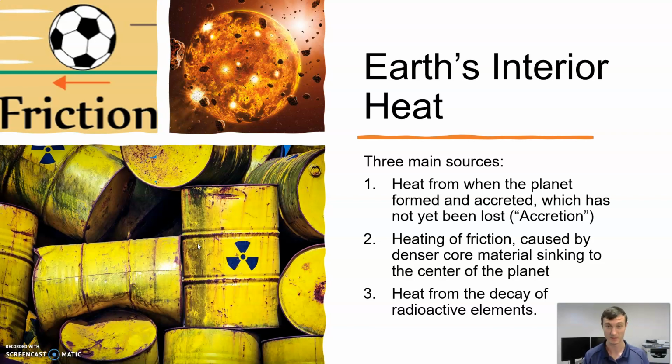The second is from friction. As Earth is differentiating, dense material is sinking to the core, lighter things are moving towards the surface, and there's all this friction involved with that process that produces a lot of heat. And the final one, an important one, is heat from the decay of radioactive elements, especially in the Earth's crust. This is actually a very significant source of heat for the planet.